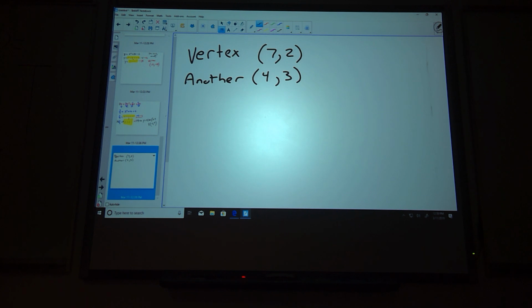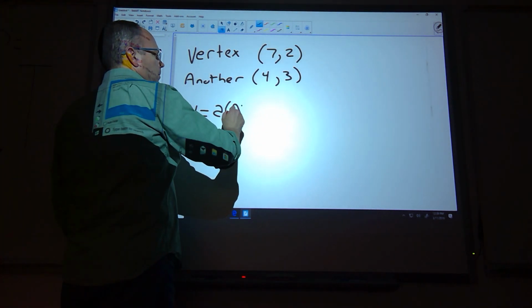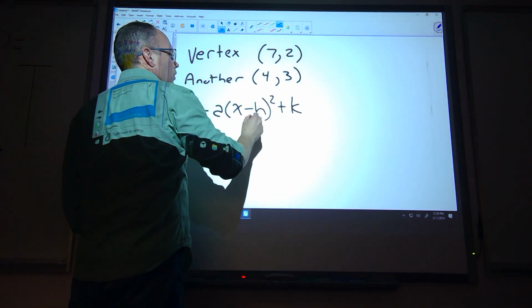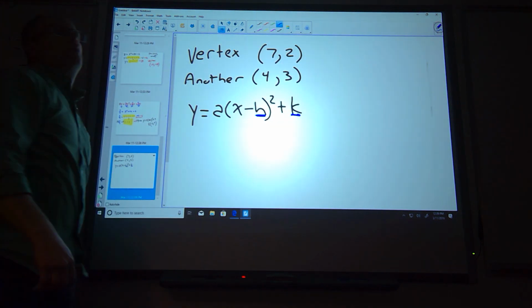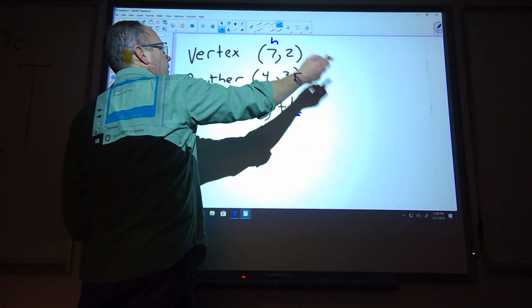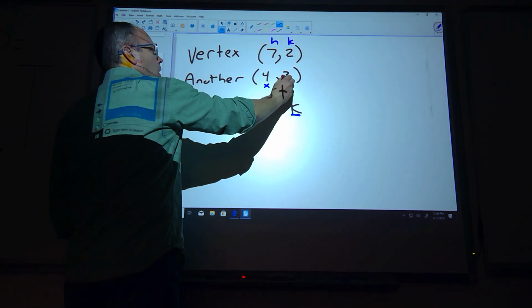So you might come to a point where it says, hey, find the equation. So I'm going to go with vertex form, which was this. Okay, so let's find the h and k values first. Where do the h and k values fall? Is it the vertex or is it the other point? Vertex. So which one's h? 7. Which one's k? 2. Cool. This is just a point, so that has to just be x and y.